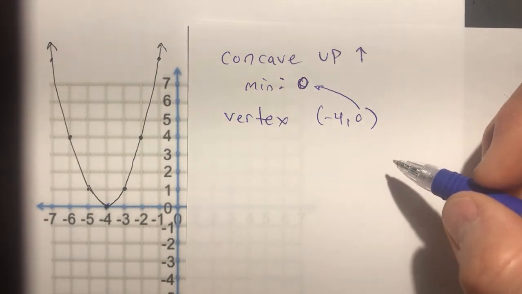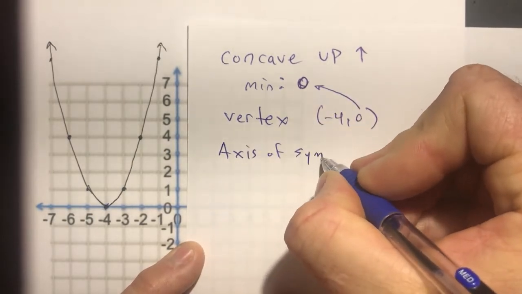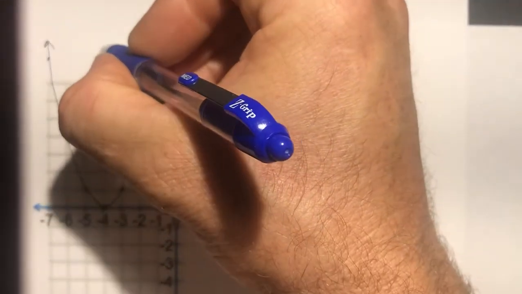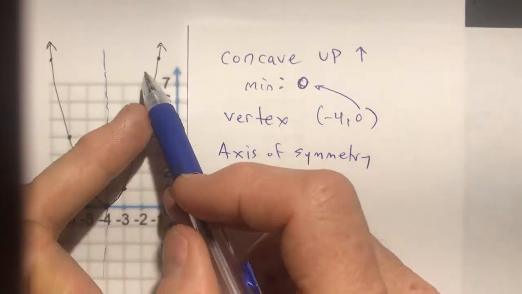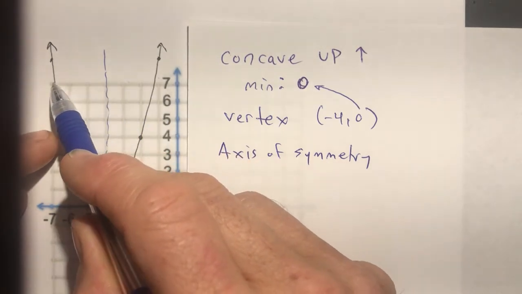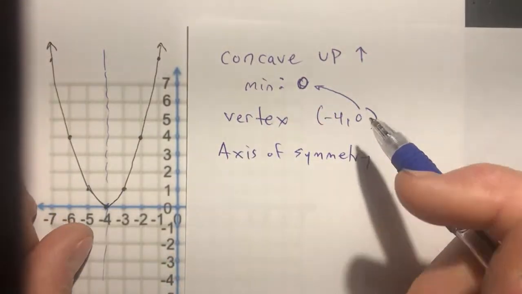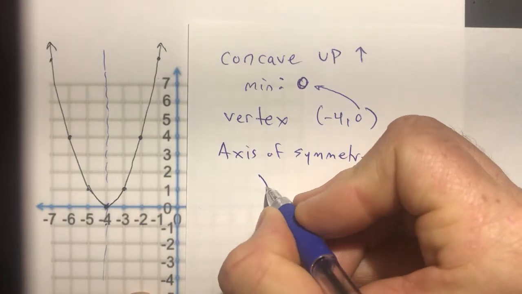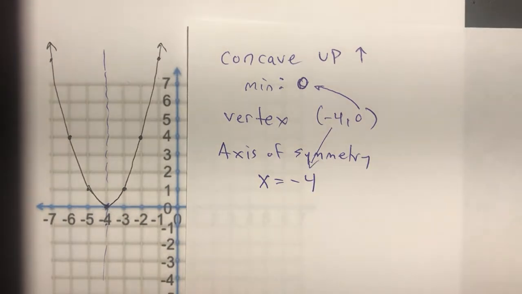Now, we have what's called the axis of symmetry. The axis of symmetry is this line right down the middle of this thing that makes each side equal to that line. So each point over here is equivalent to that point over here. This goes right down the center and divides it into two equal parts. Mine is located at -4. So x equals -4 is my axis of symmetry. And that will always be that value.